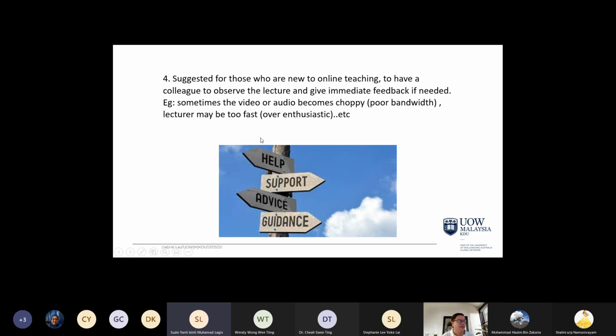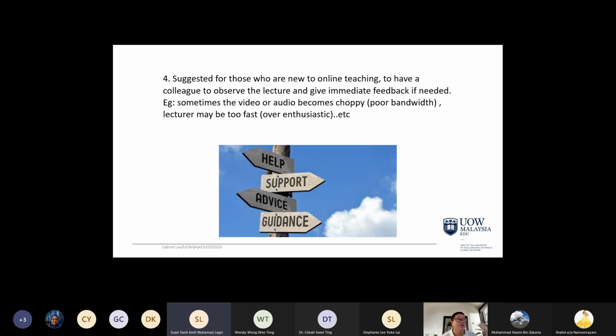Number 4, I put one, not under Gagne. Suggested for those who are new to online teaching, for those of you who are new staff or whatever, to have a colleague observe the lecture and give immediate feedback if needed. Always have a colleague. For me, it is Hazim. Sometimes Hazim is with us inside here. You know why? If I am too fast or sometimes when I'm talking and I forgot to unmute myself, our friend will write me a message, "Hey, you are muted." Because sometimes I may be going on so enthusiastic, students don't tell me, but I'm actually muted. Students also happy, okay lah, no need to hear.